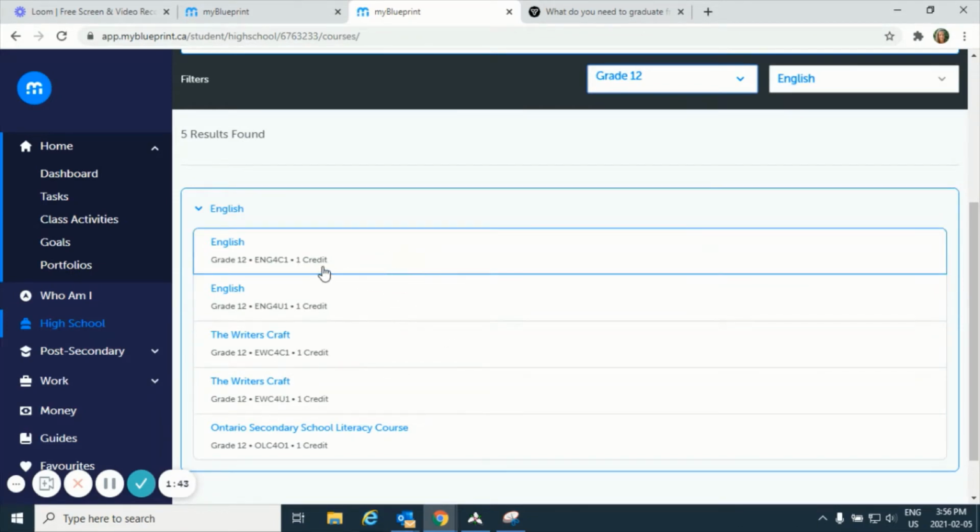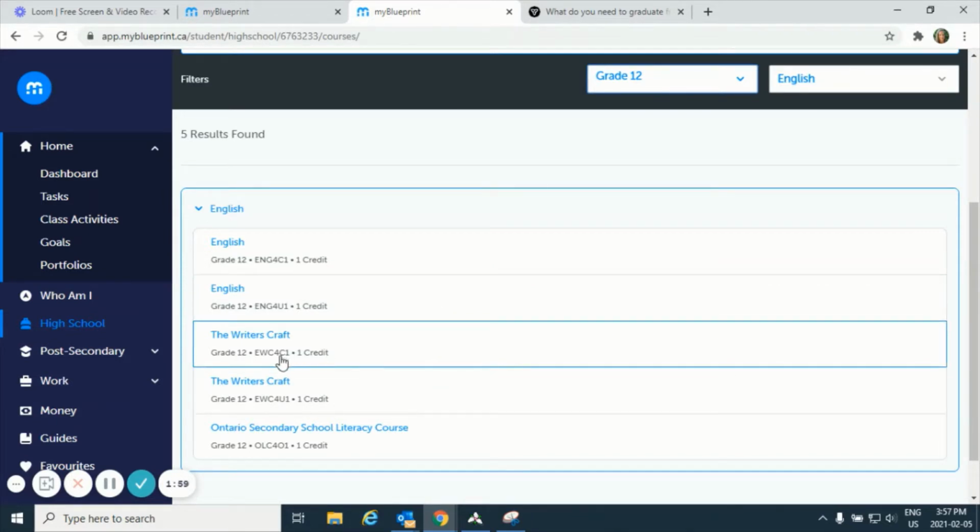In English, if you're headed to college, you're going to need to choose the grade 12 college English. If you're headed off to university, you would need to choose the grade 12 university English. In the English department, there are also some optional credits you could choose: Grade 12 College Writer's Craft or Grade 12 University Writer's Craft. These are great courses for students who enjoy creative writing.